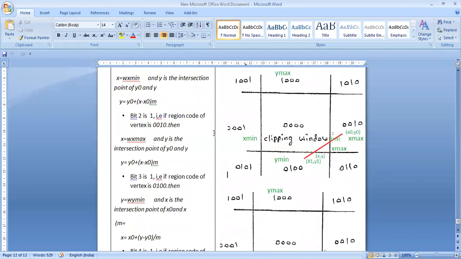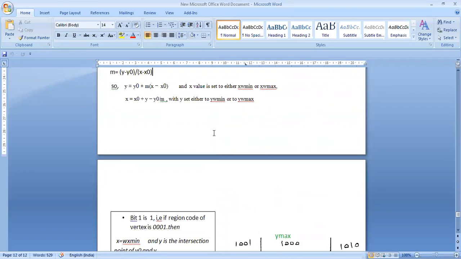So what is the slope? What is the equation for my slope? Slope is equal to y minus y naught divided by x minus x naught. So if I want to get the value of y, y is equal to y naught plus m into x minus x naught. By this slope formula, y minus y naught divided by x minus x naught, y is equal to y naught plus m into x minus x naught, for an x value that is set to either xw min or xw max.